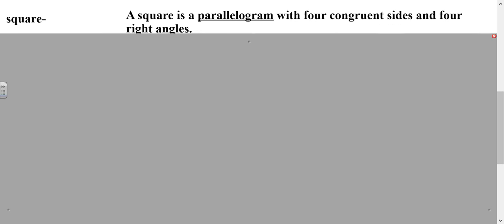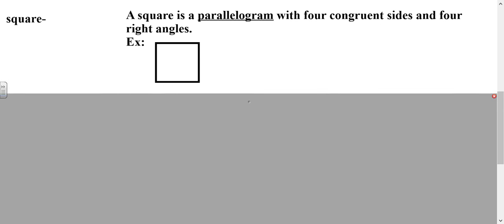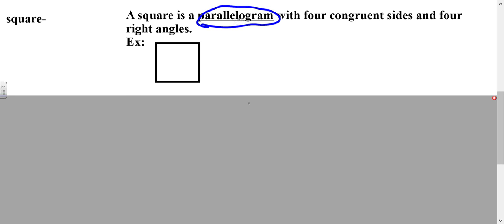And there's one last type of parallelogram. This is a square. So a square is a parallelogram. It has two pairs of parallel sides, and it has four congruent sides, and it has four right angles. So what is something that has four right angles called? It is called a rectangle.